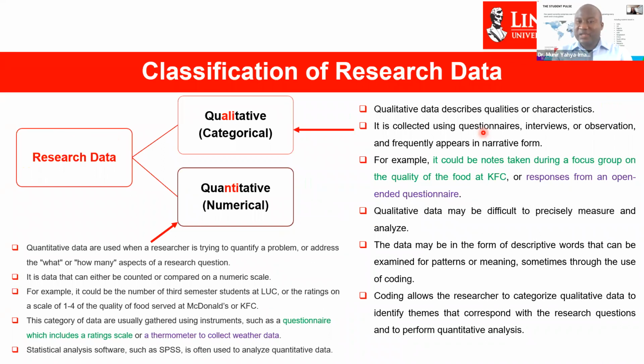Now, qualitative data may be difficult to precisely measure and analyze. Why? Because it appears in a narrative form, unlike quantitative data that is numeric. The data may be in the form of descriptive words that can be examined for pattern or meaning, sometimes through the use of coding. Coding allows the researcher to categorize qualitative data to identify themes that correspond with the research question and to perform quantitative analysis.